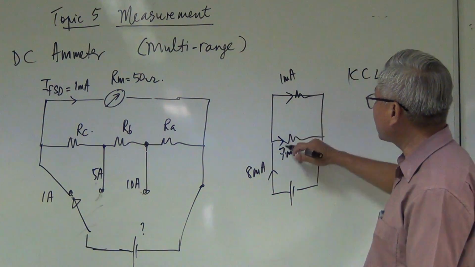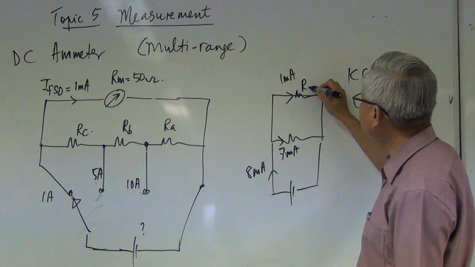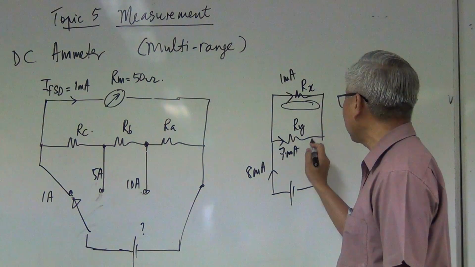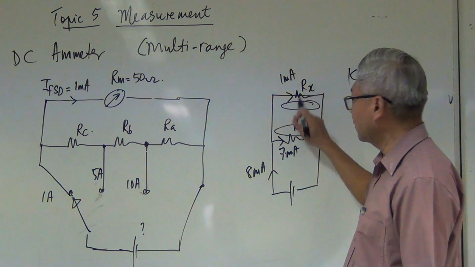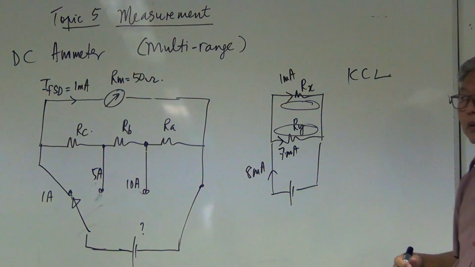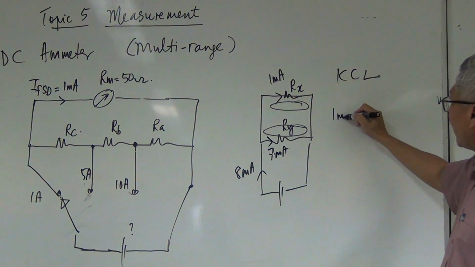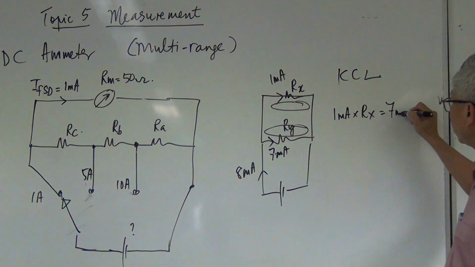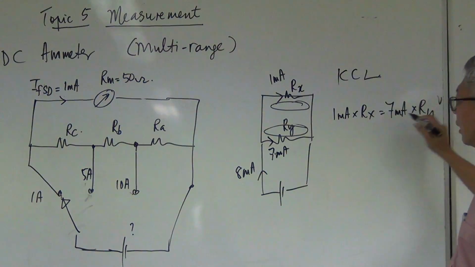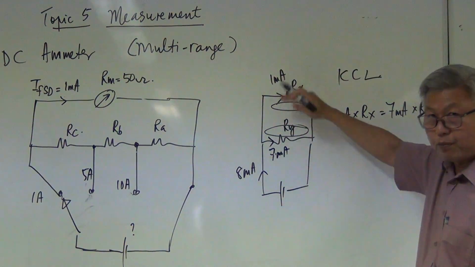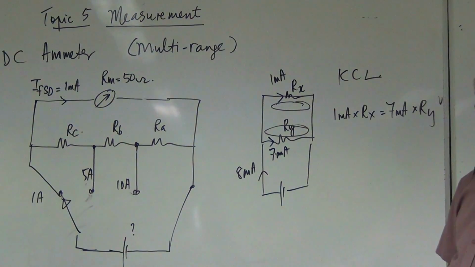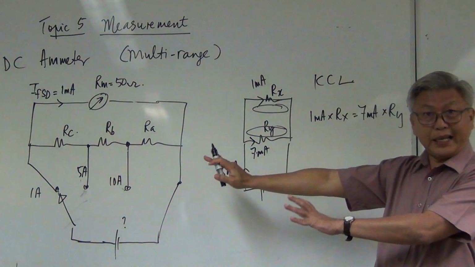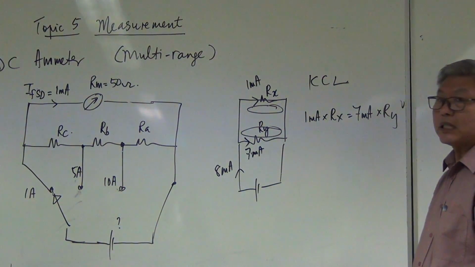Okay? And because these two branches are parallel, if I call them Rx and Ry, the two voltages here are the same, because in a parallel circuit the voltage is the same. So therefore, I will say 1 milliamp times Rx is the same as 7 milliamp multiplied by Ry, right? I times R, both must be the same because they are parallel. So if you understand this concept, then we can move on to explain the multi-range ammeter circuit.